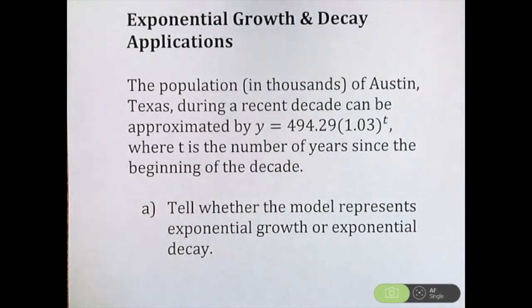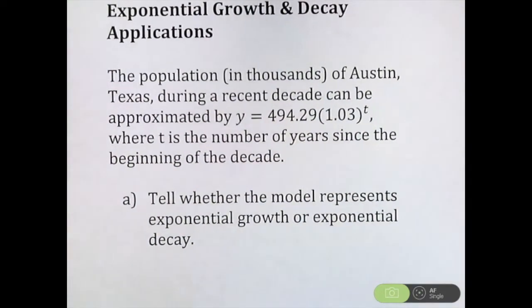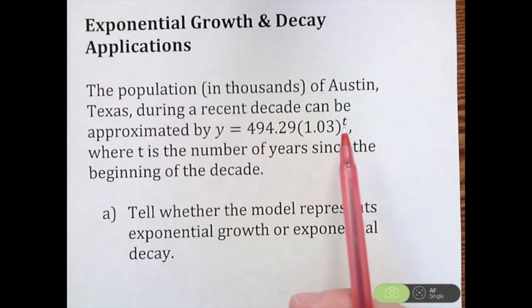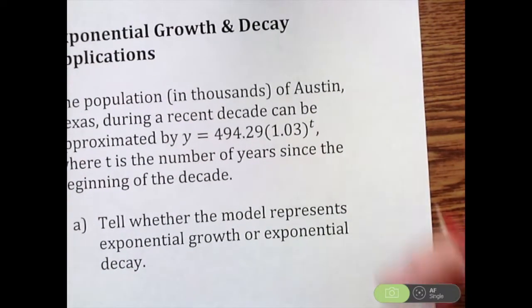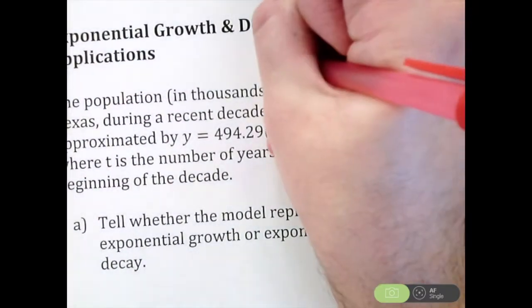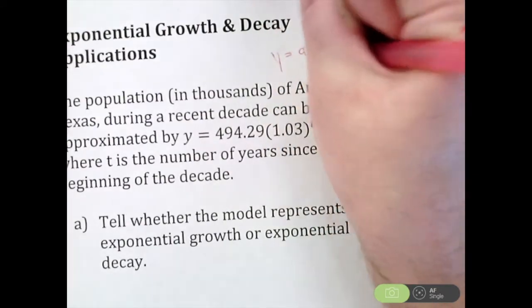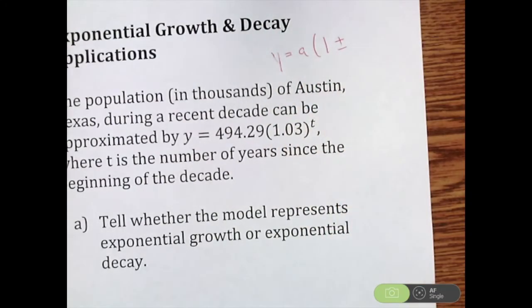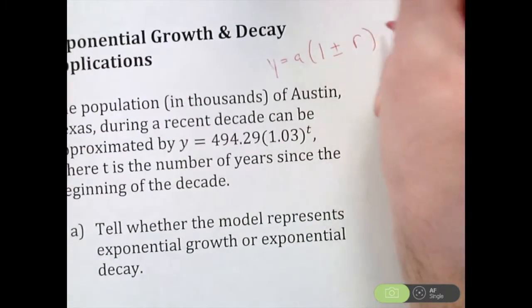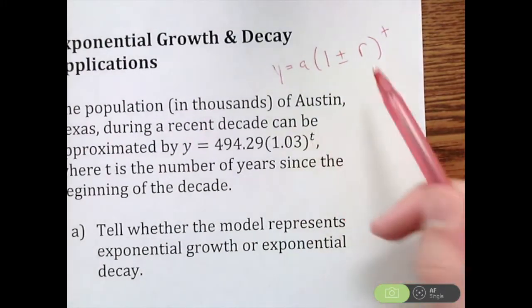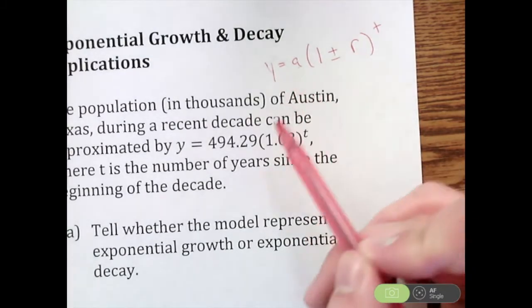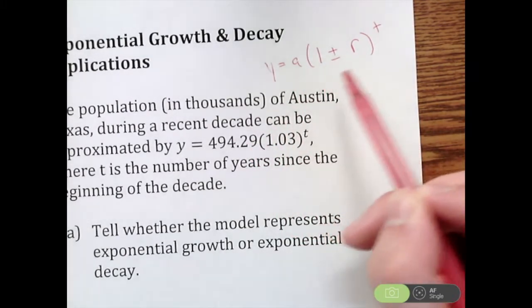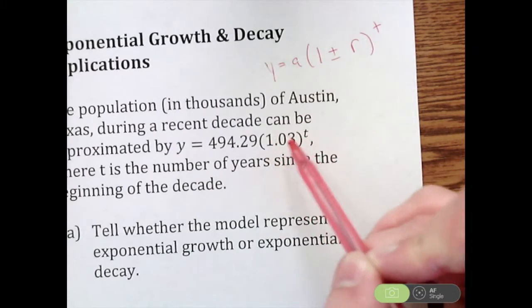So we need to tell whether the model represents exponential growth or an exponential decay. The first thing I notice is this is an equation with t there. You can look at the two different types of equations from my previous video, and I notice this represents y equals a times 1 plus or minus r, we're not sure which yet, to the t, because we're talking about time. So you can match up the pieces where a is 494.29 and 1 plus or minus r is this 1.03 piece.